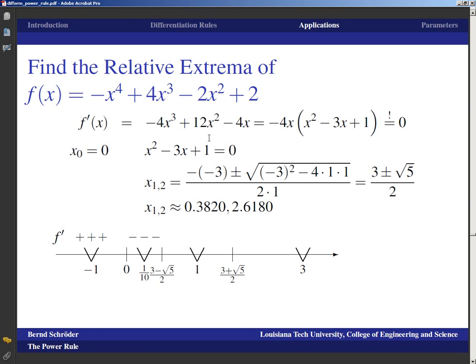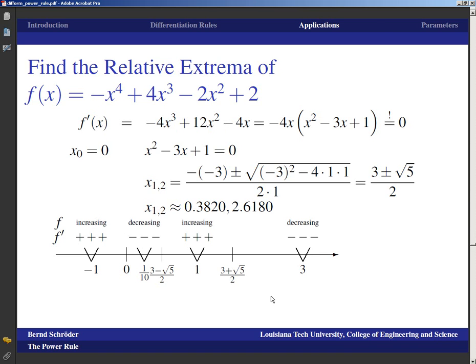At 1, well, negative 4 plus 12 minus 4, that ends up being 4, that's positive. And at 3, how do we handle this? 3 cubed is 27 times negative 4, ends up being negative 108. 3 squared is 9 times 12, ends up being 108 also, so negative 108 plus 108 goes away. And then we've got negative 4 times 3, which is negative 12, that ends up being negative again. And so the derivative is positive, negative, positive, negative, which means the function is increasing, decreasing, increasing, and decreasing again.